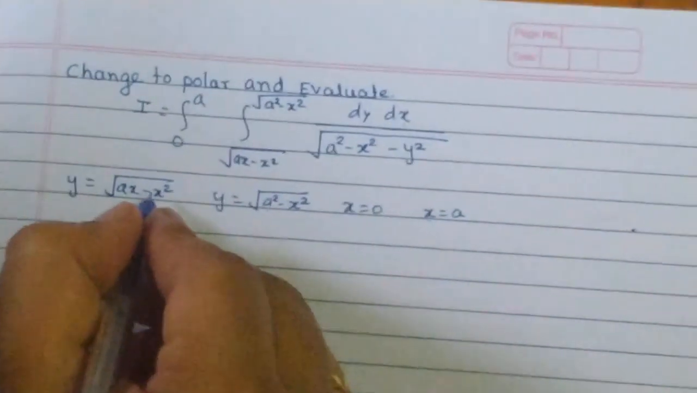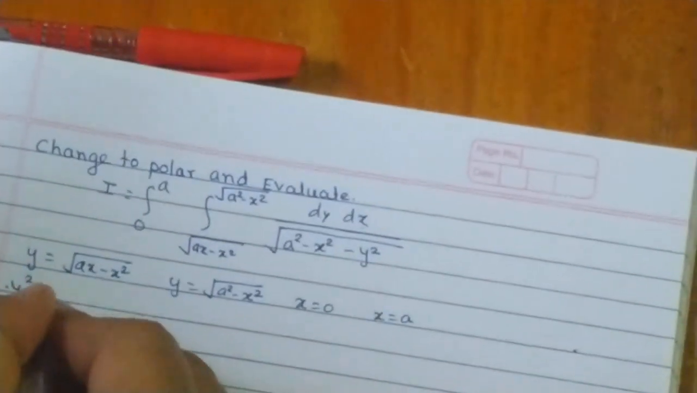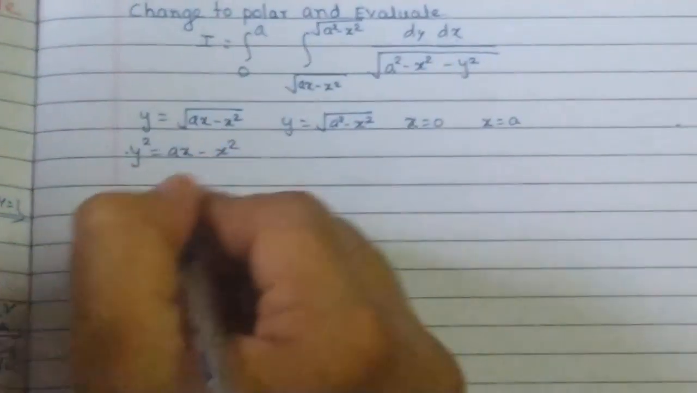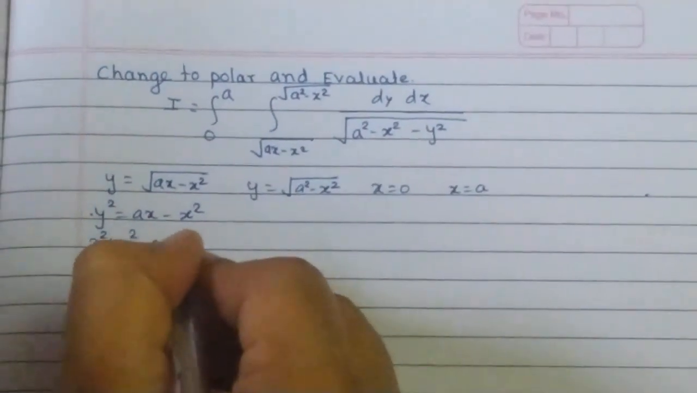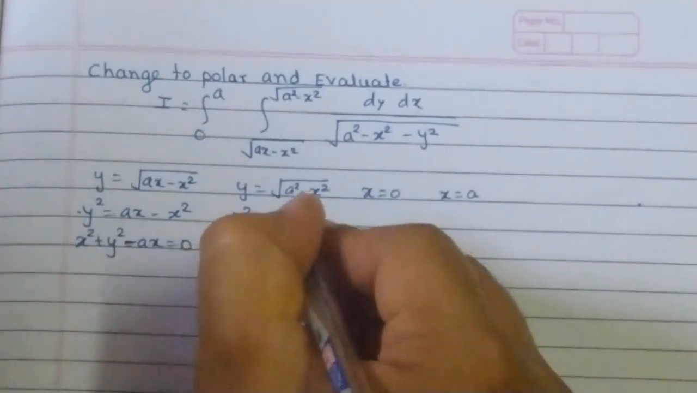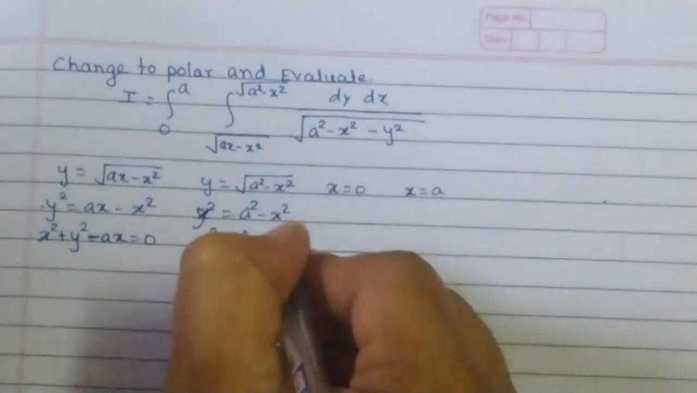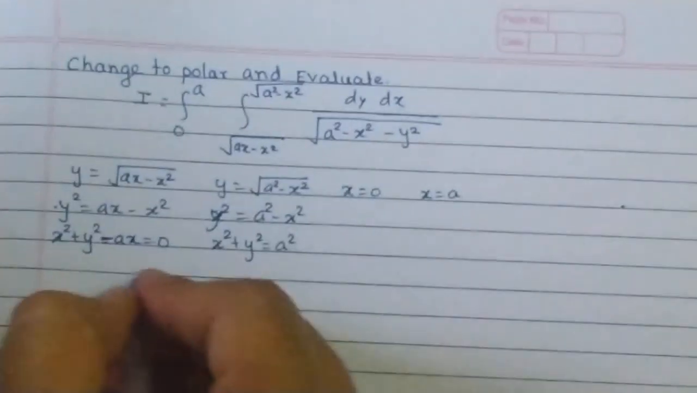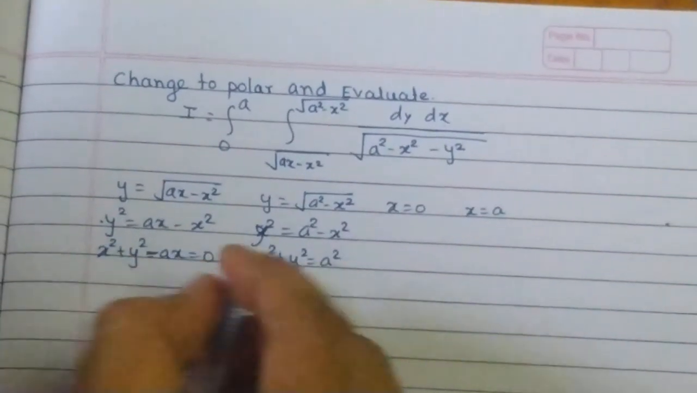To understand what these curves represent, we will square on both sides. We have y square equal to ax minus x square, therefore x square plus y square minus ax equal to 0. And y square equal to a square minus x square, which gives x square plus y square equal to a square. Now you can see this is the equation of a circle.